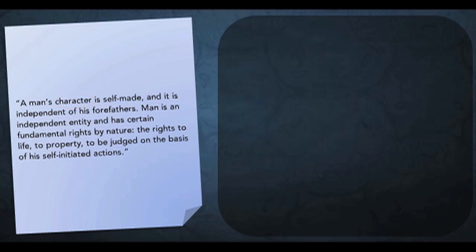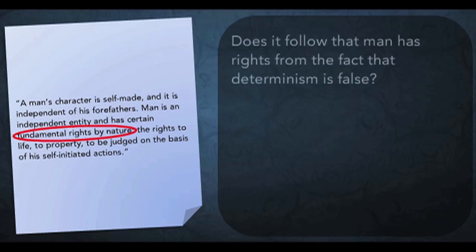Now, then your last sentence, how do you get to "has certain rights by nature"? How does it follow that man has certain rights from the fact that determinism is false? Now that is a non sequitur. How do you get that? Let's suppose I agree with you. Man has free will. He's self-made. Let's grant all that. He's independent. How does it follow that he therefore has certain fundamental rights? All kinds of people believe that without believing in rights. What's the connection?